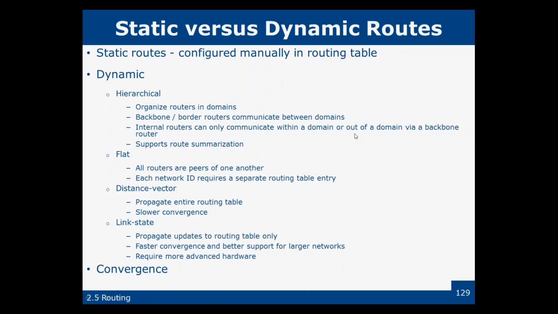area, their own specific assignment, but if you go outside, you have a router appointed to communicate outside of that area. And that's going to eliminate a lot of the traffic on router updates if you get them from a single source. Flat, all routers are peers of one another, and I think RIP's going to kind of be in that instance. And each network ID requires a separate routing table entry.